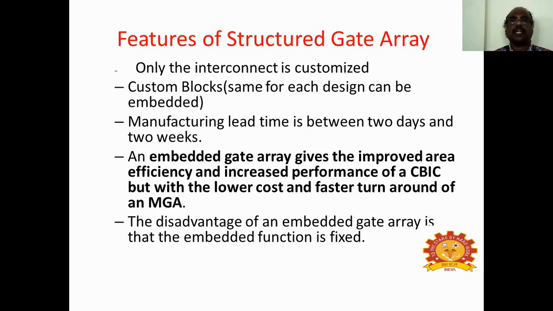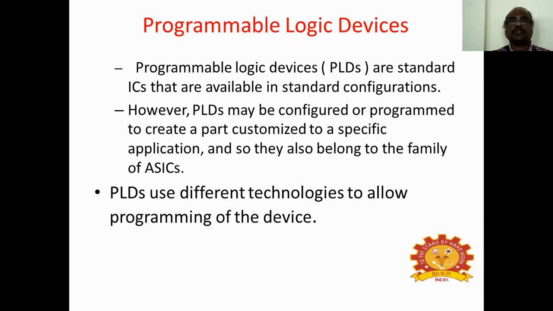An embedded gate array gives the improved area efficiency and increased performance of cell-based ICs, but with the lower cost and faster turnaround time of a mask gate array. The disadvantage of the embedded gate array is that the embedded function is fixed. So that is the basic difference.